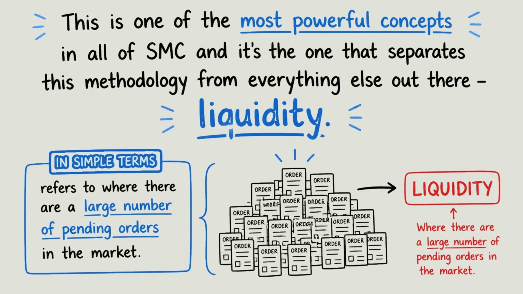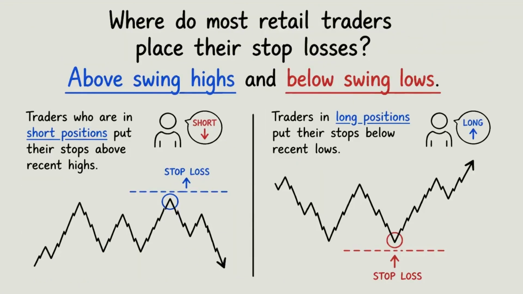This is one of the most powerful concepts in all of SMC, and it's the one that separates this methodology from everything else out there. Liquidity, in simple terms, refers to where there are a large number of pending orders in the market. Where do most retail traders place their stop losses? Above swing highs and below swing lows.